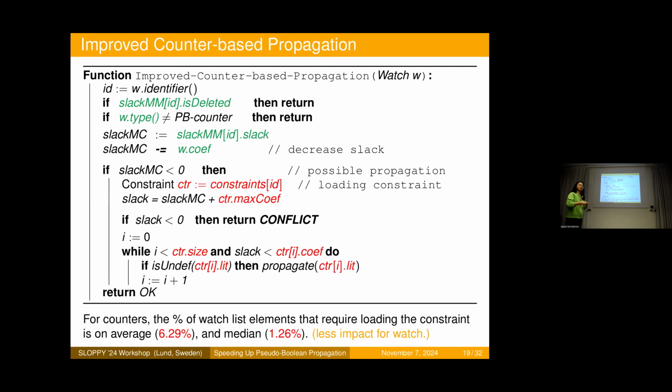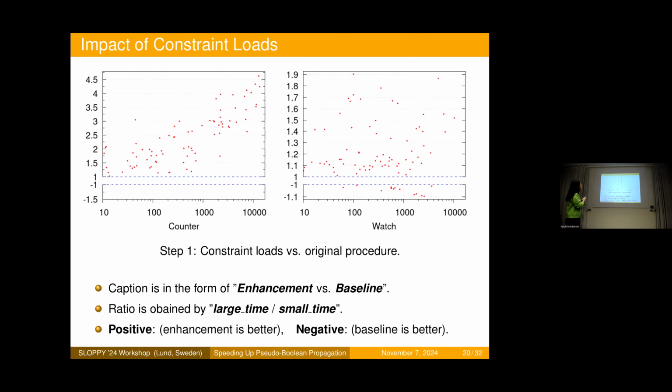And also another good aspect is that when backtracking, we just need to access this vector to increase the slack. We don't need to load any constraints, PB constraints. So here we can see the impact of the change.